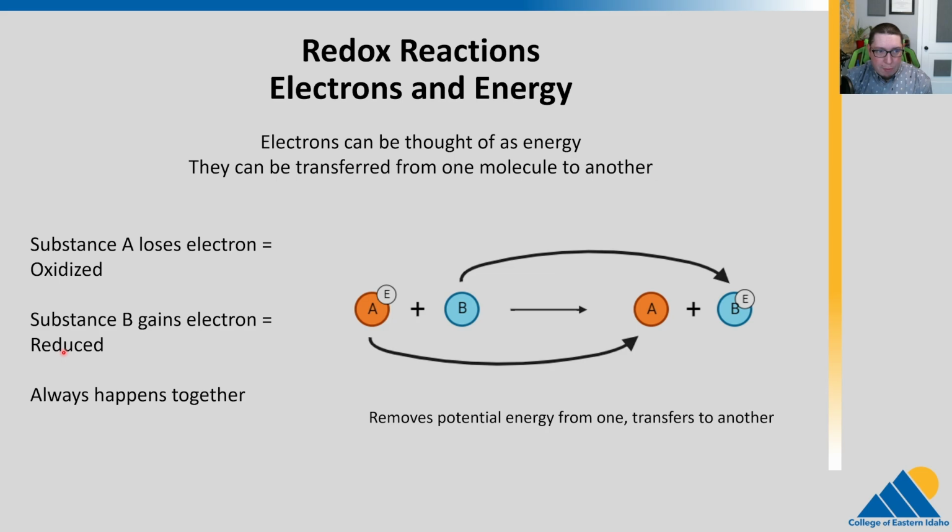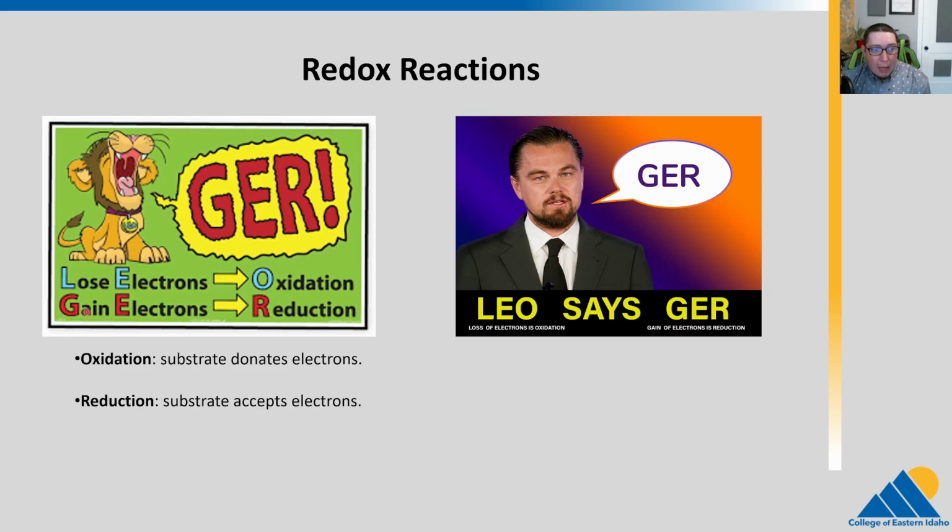A good way to memorize this is the mnemonic Leo says grr, or you can do this one for people of a certain age. This is Leonardo DiCaprio. You might not know him. Leo says grr, right? So loss of electrons, oxidation, gain of electrons, reduction. So in oxidation, whatever is donating an electron, losing an electron, and in reduction, it is accepting an electron, gaining an electron.